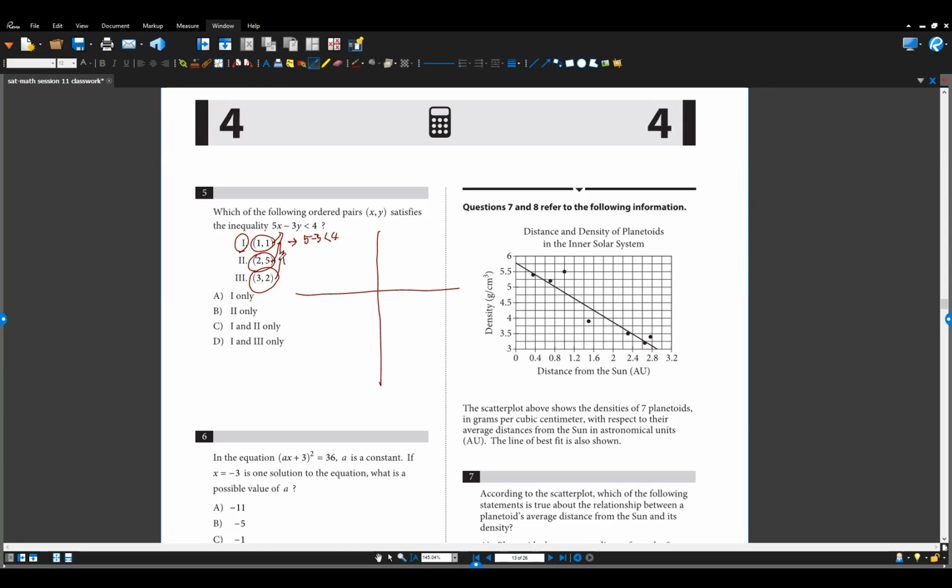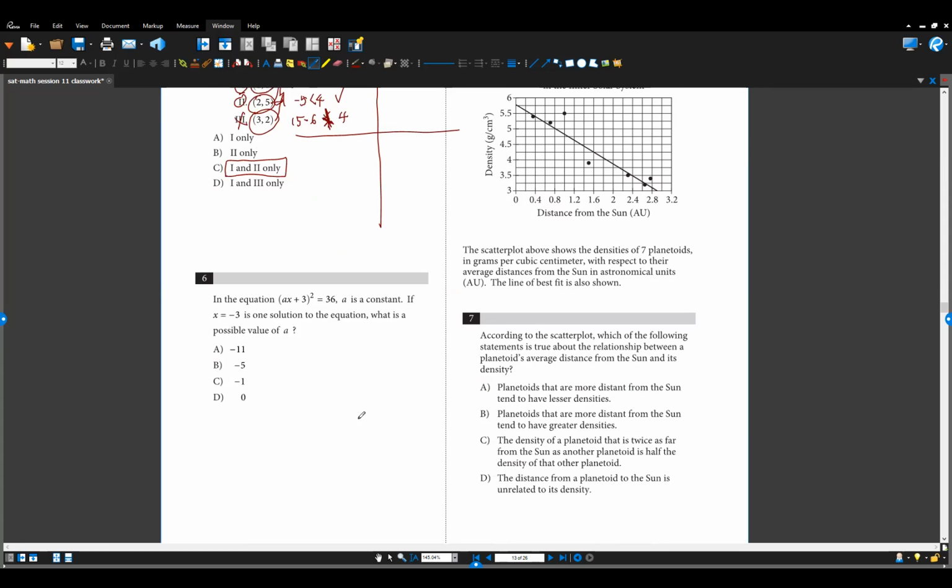Number 2: when x is 2, that is 10 minus 15, negative 5, less than 4. Yes, this is correct. When x is 3, that is 15, and y is 2, that is 6, so 9 is less than 4? No way, 9 is greater than 4, right? So that is wrong. So 1 and 2 only. You can solve it this way. We don't have to use a graph.